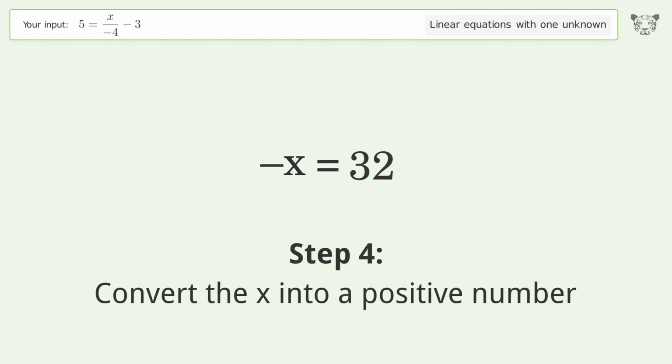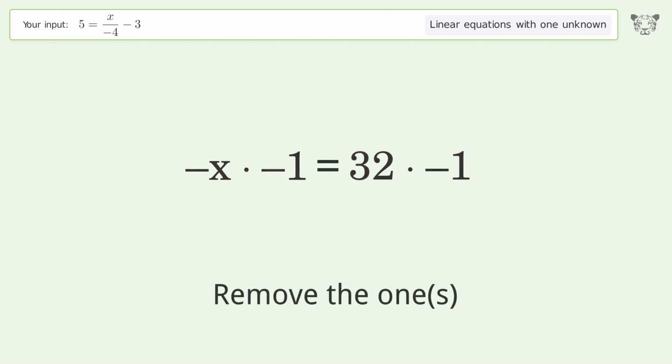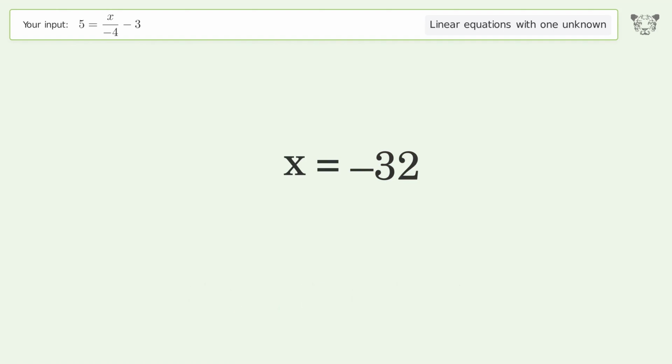Convert the x into a positive number. Multiply both sides by -1. Remove the ones. Simplify the arithmetic. And so the final result is x equals -32.